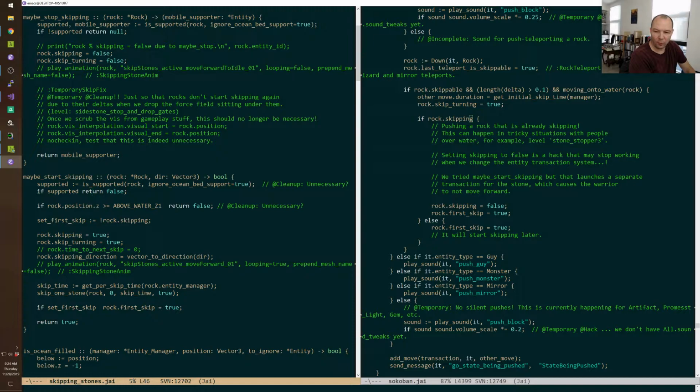What causes the delay between the rock being pushed and when it starts skipping? Currently it starts skipping when it has completed moving into its new square after the push, and then it looks and notices that it's over water, right?